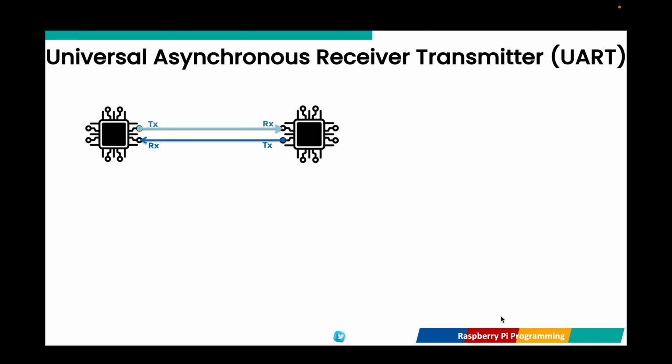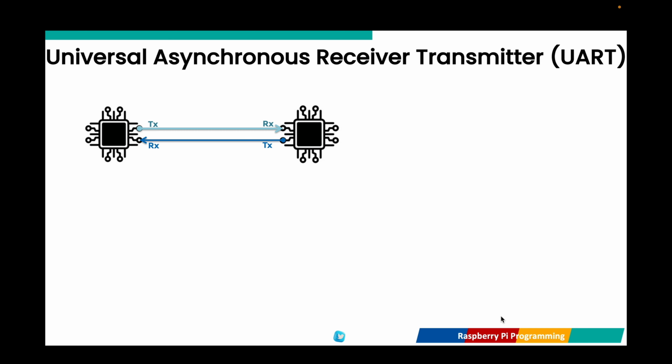And finally, the UART, the Universal Asynchronous Receiver Transmitter. UART enables serial communication between devices. UART is a widely used protocol that allows 2 devices to exchange data asynchronously, meaning without a shared clock signal. Instead, it relies on 2 main functions, TX or transmit and RX or receive.